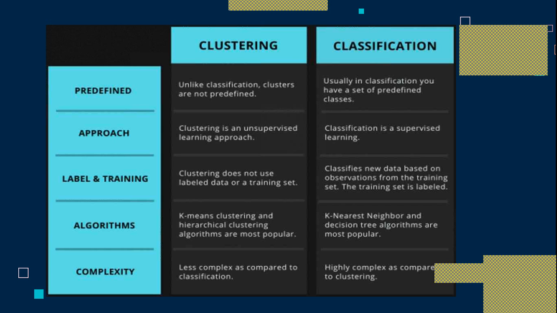Moving to the complexity, which is the more complex one? Clustering is less complex as compared to classification, while classification algorithms are more complex. So you can go for clustering if you don't have labeled data, because these are less complex algorithms. But if you have labeled data, you can use classification algorithms.